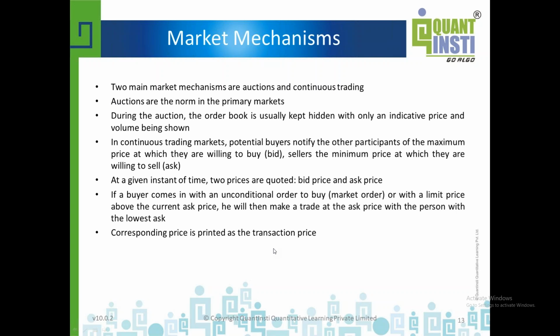How does the matching happen in an auction? The best bidder gets it. If you are buying, the best bidder would be the person who bids the highest price, and they will get the shares. If you're selling, then whoever asks for the lowest price would get it, right?